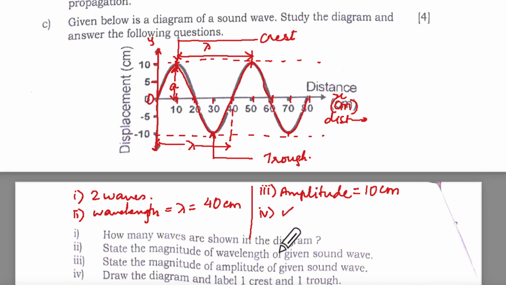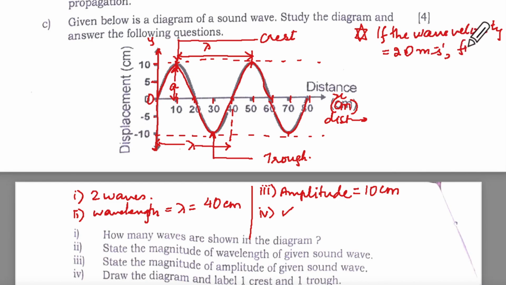Now on the same graph, you can have some more questions. Can I give you some more questions that can be asked? Yes, ma'am. So although this is for 4 marks, let us see what all questions they can ask. As of now, we have the wavelength, correct? So they will say, if the wave velocity equals 20 meter per second, find the frequency.